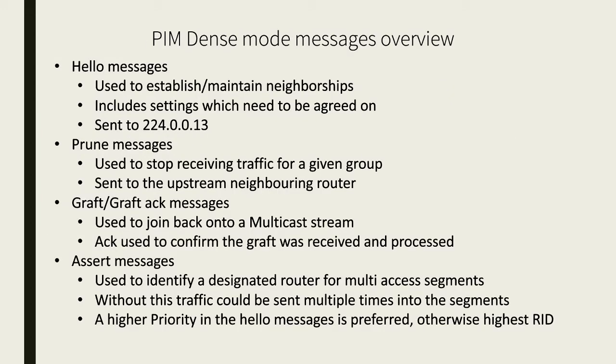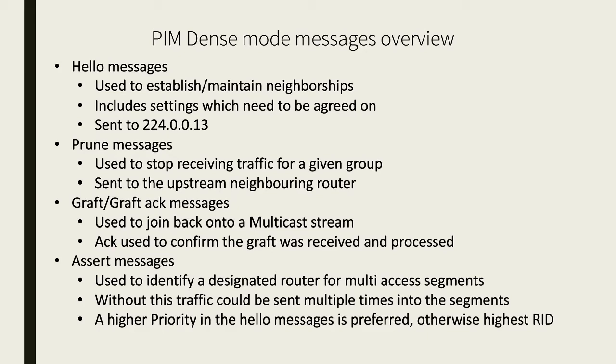So, within dense mode, we have a range of messages. So we have a hello message. Now that is used to establish neighborships and adjacencies. That allows us to identify specific settings that need to be agreed on between neighbor devices. And so, if I haven't mentioned it already, PIM is one of those dynamic routing protocols that require these adjacencies between devices that are running PIM, so that we can send our specific state between those devices. Now we also have what's called a prune message.